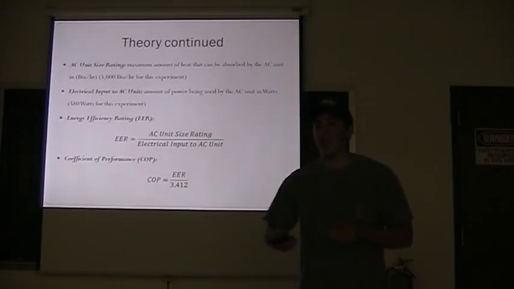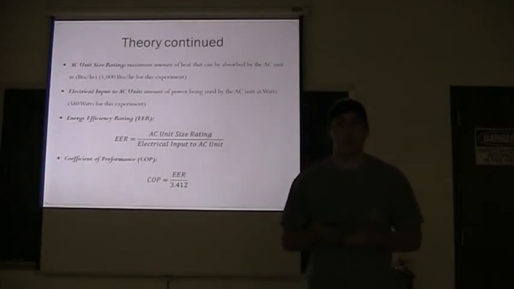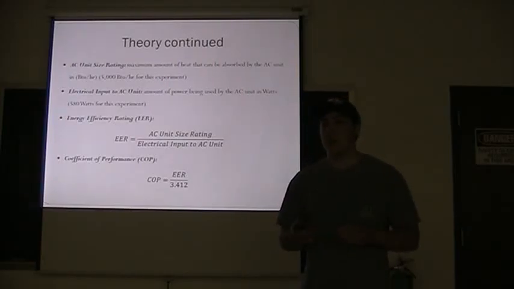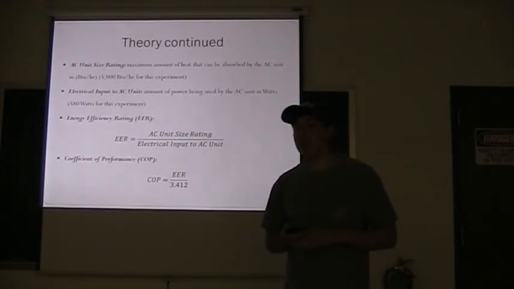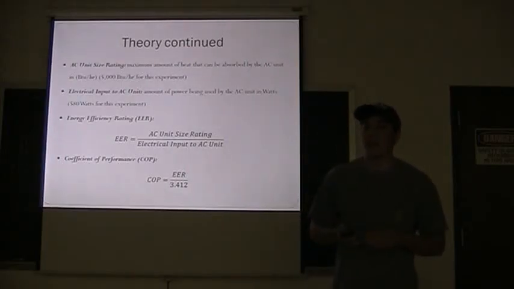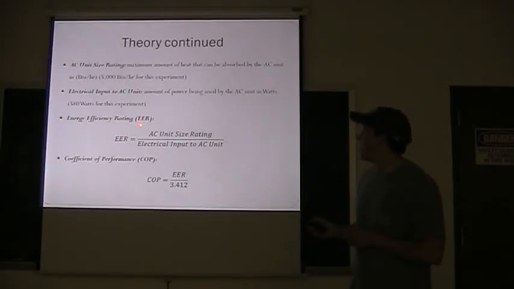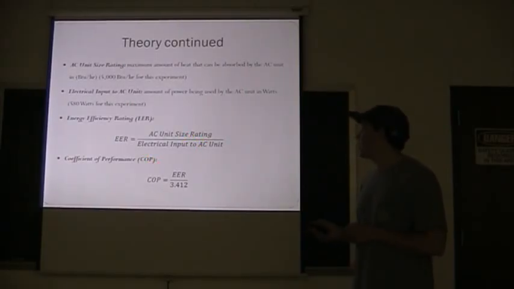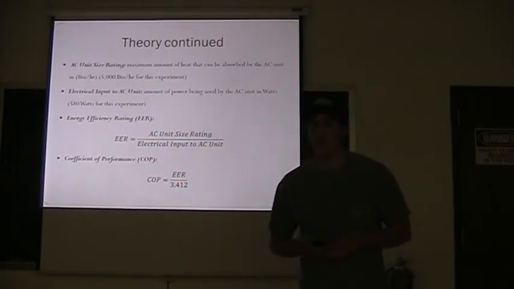The AC unit size rating is the maximum amount of heat that can be absorbed by the AC unit. In this experiment, it's going to be 5,000 BTUs per hour. Then the electrical input to the AC unit is the amount of power that's being used by the AC unit. That's going to be 580 watts for this experiment. Other indicators of efficiency are going to be the energy efficiency rating, which is the AC unit size rating over electrical input to the AC unit, and the coefficient of performance, which is just the energy efficiency rating over 3.412.